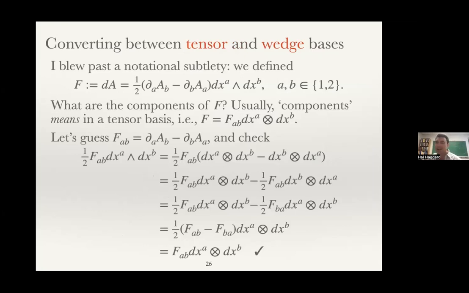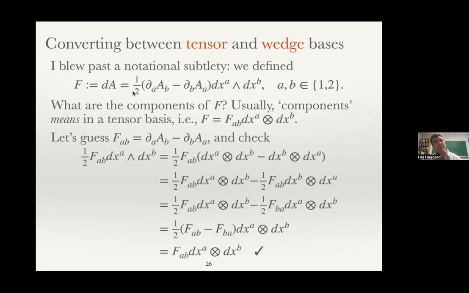I said in words very briefly, but I kind of blew past the subtlety in this definition of the field strength that we saw a few minutes ago. So here's our field strength. We defined it as the differential of our gauge potential, and I claimed that it was equal to this. But this has this funny factor of 1/2 that on first sight you might not be convinced by.